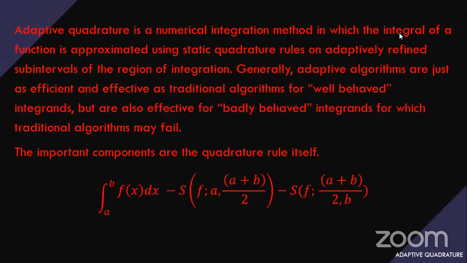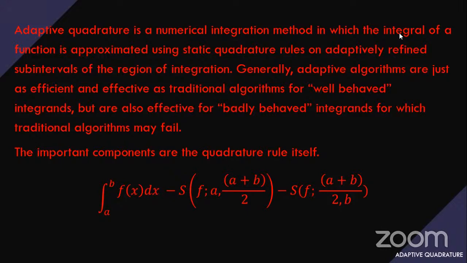So let's continue. When we talk about adaptive quadrature, we are saying that it is a numerical integration method in which the integral of a function is approximated using static quadrature rules on adaptively refined subintervals of the region of integration. So what are we talking about? Basically, when we are talking about adaptive quadrature, we are talking about using intervals. And when you split these intervals, then we'll get subintervals.